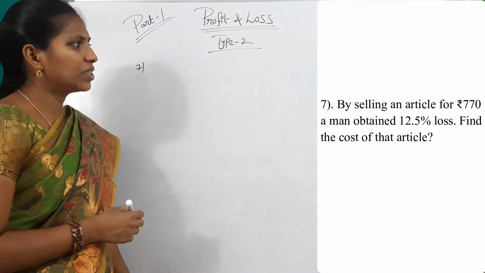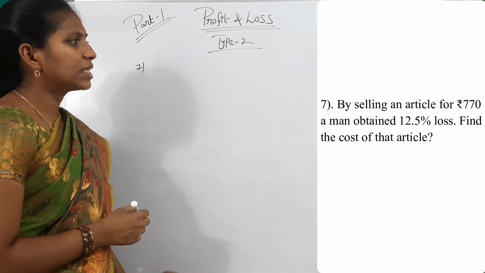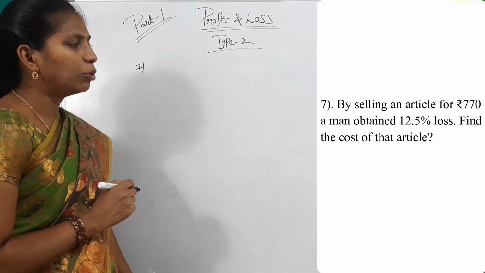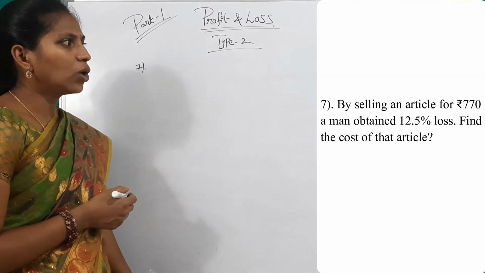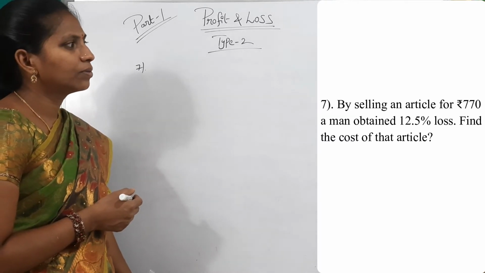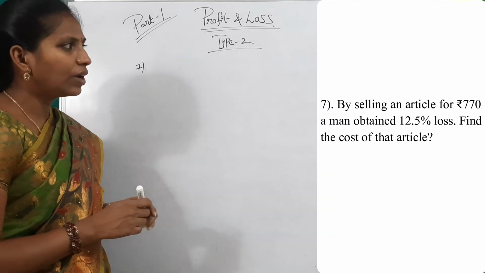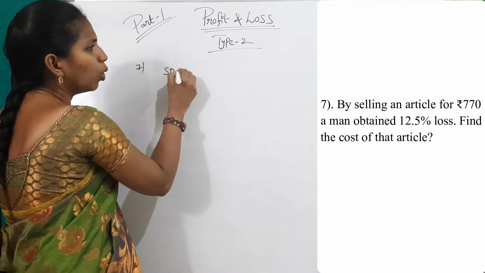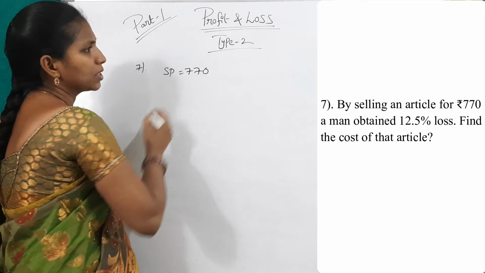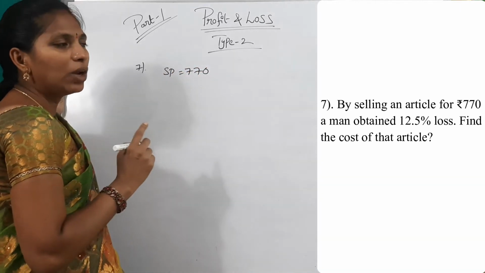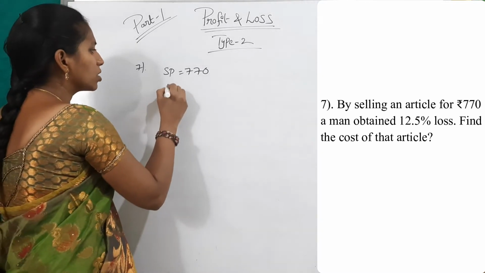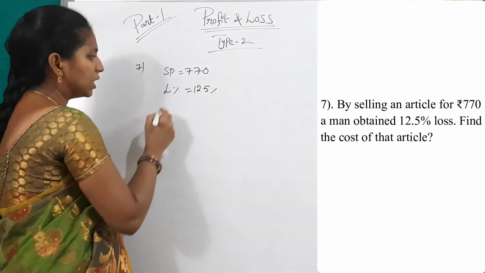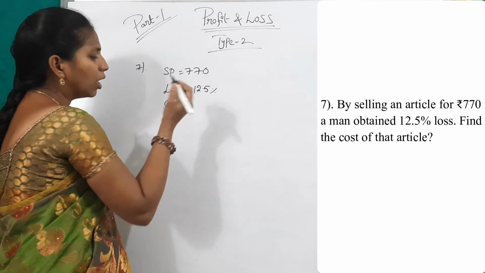Now see 7th question. By selling an article for 770 rupees, a man obtained 12.5% loss. Find the cost price of the article. By selling an article, selling price equal to what? 770 rupees. A man obtained 12.5% loss. Loss percentage equal to how much? 12.5%. Then finally find out the cost price.